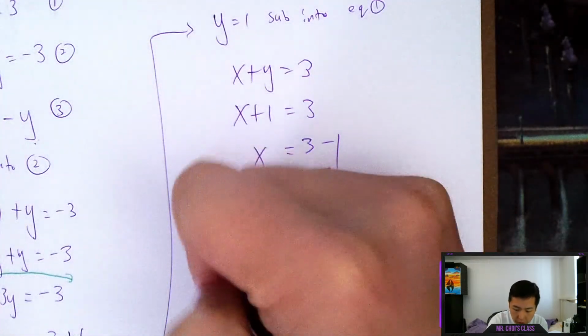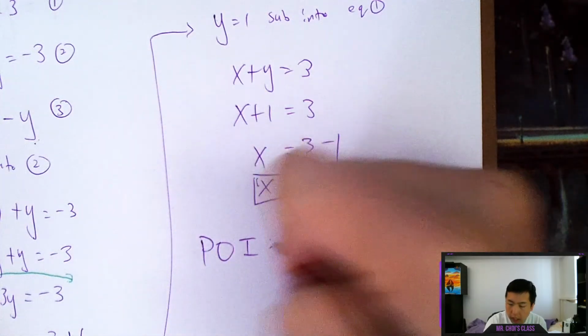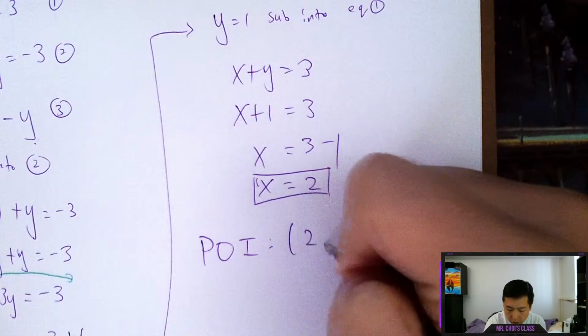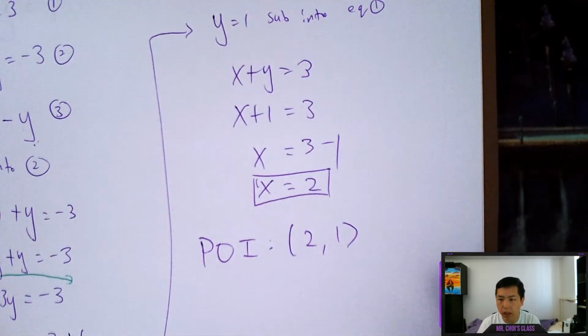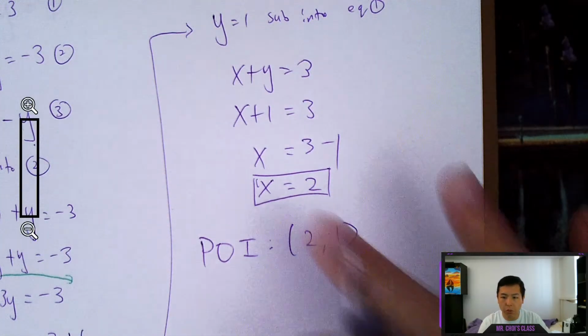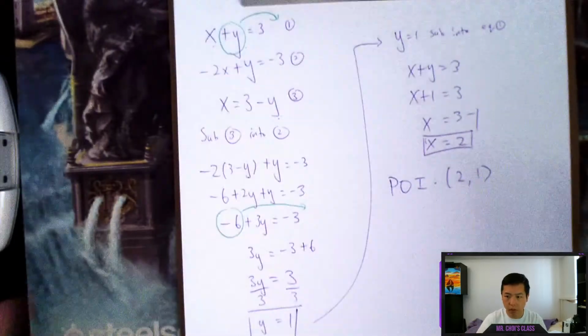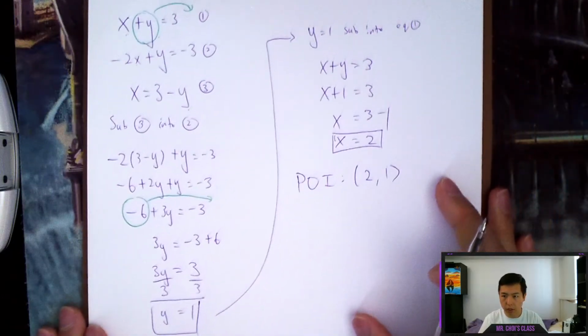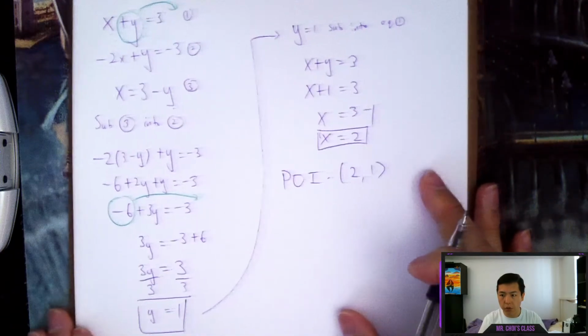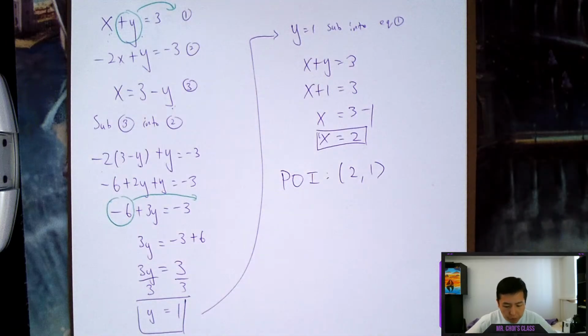So we say in the end, if I don't ask you to check your work, you don't have to check your work. We're going to write POI is (2, 1). And there it is. So let me zoom out and make sure you can see the whole page here. There it is. So there's the full solution on the screen.